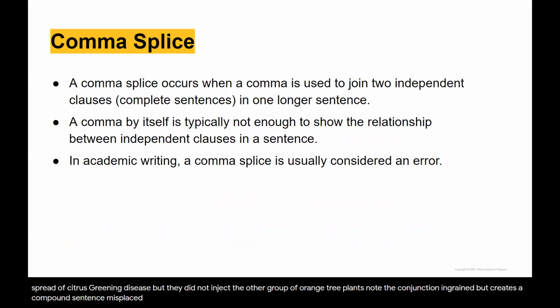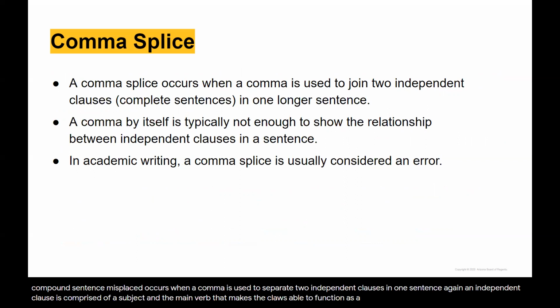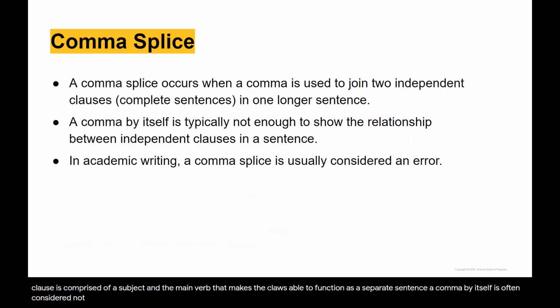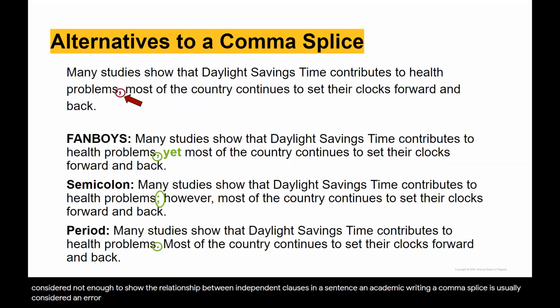A comma splice occurs when a comma is used to separate 2 independent clauses in one sentence. Again, an independent clause is comprised of a subject and a main verb that makes the clause able to function as a separate sentence. A comma by itself is often considered not enough to show the relationship between independent clauses in a sentence. In academic writing, a comma splice is usually considered an error. There are several different choices you can make as an alternative to using a comma splice.